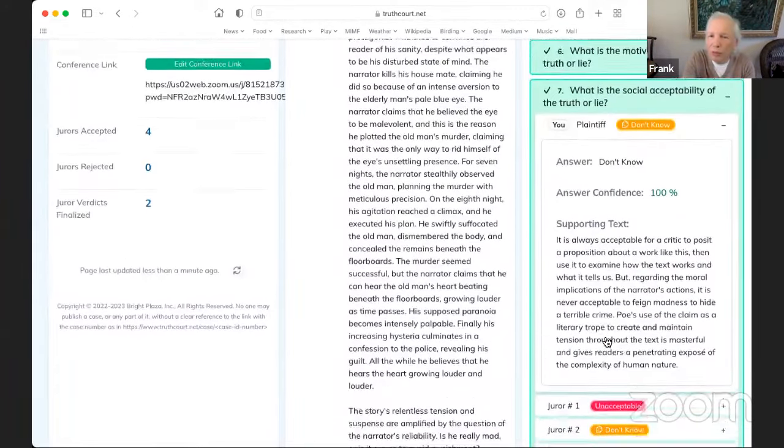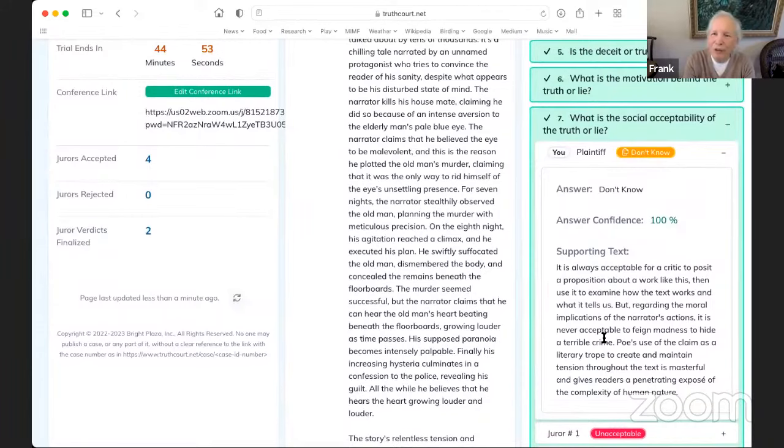What's the social acceptability? Well, I don't know. As a critic analyzing this story and using our court here to do it, it's always acceptable for a critic to posit a proposition like this and then examine the consequences of it. And that shows us how the text works, how the author worked, what it tells us about society of the time, a lot of different things. But it's always acceptable for a critic to do that.